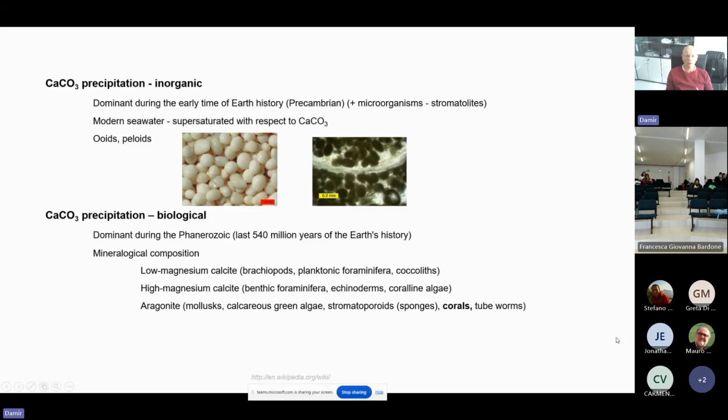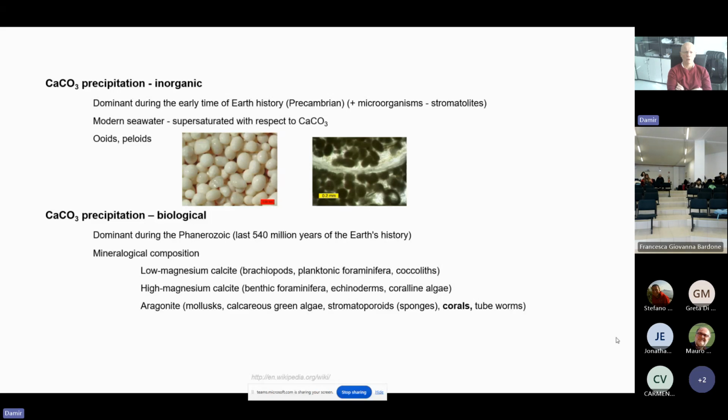Precipitation of calcium carbonate in seawater can be either inorganic or biological. Inorganic precipitation of calcium carbonate was dominant during the early time of history, during the Precambrian, and it is caused by microorganisms and formation of stromatolites. Modern seawater is still saturated with respect to calcium carbonate, and calcium carbonate can precipitate in the form of ooids or pellets.